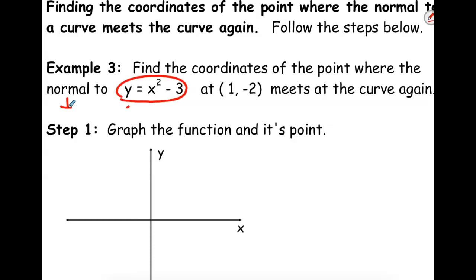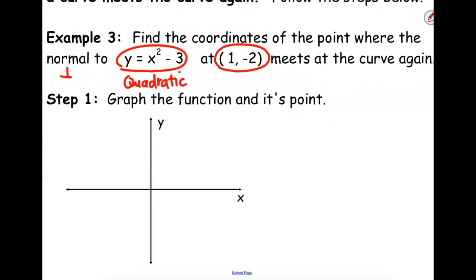So this is a quadratic function, a parabola. It touches at the point 1, comma, -2. And it's going to meet again at another point. So step 1, let's graph this function. We're going to just use our graphing calculator.